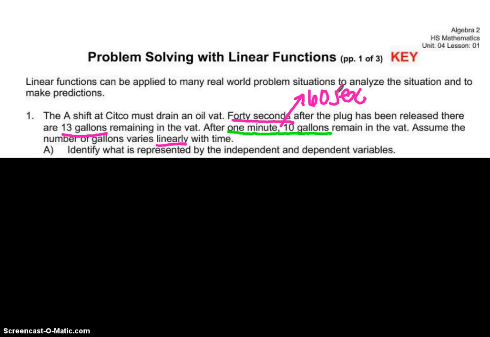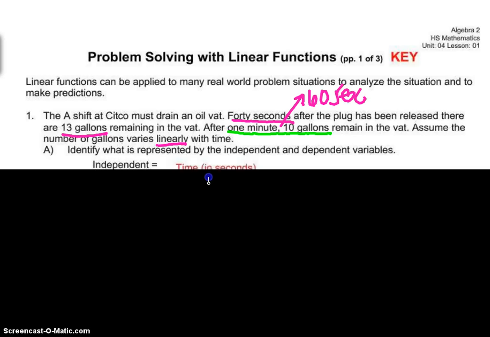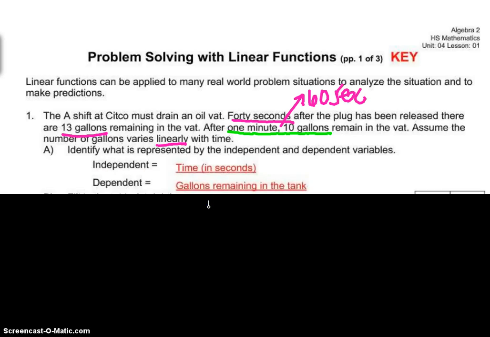So here, let's look at part A. It says we're going to identify what is represented by the independent and dependent variables. Remember, my independent is X or Y. It should be my Y value. I should have that my independent was time in seconds, because remember I had to change the 1 minute to seconds, and my dependent will be the gallons remaining in the tank.